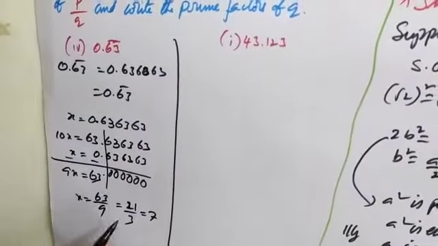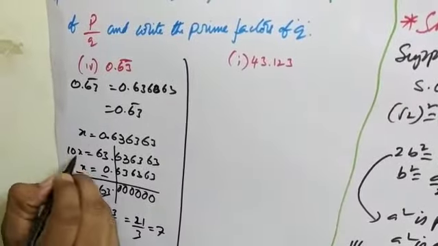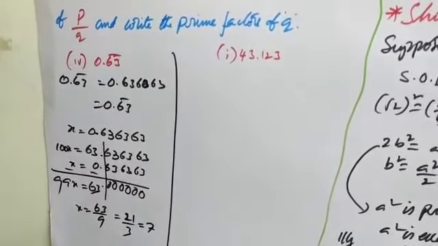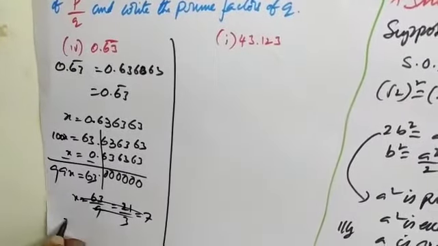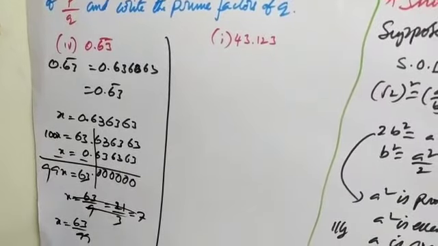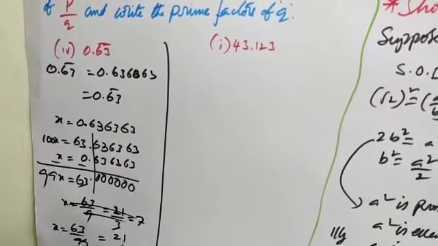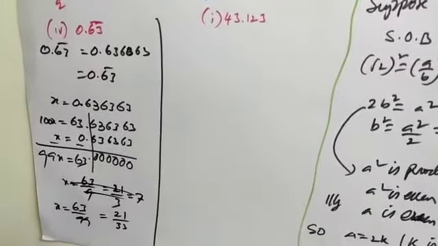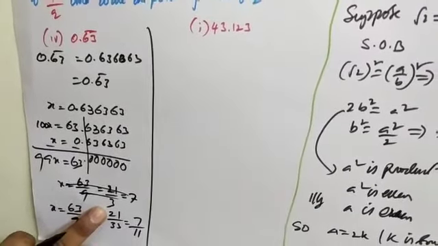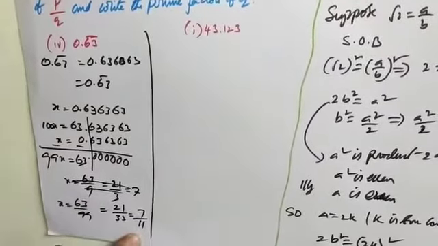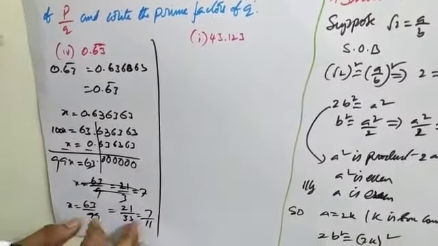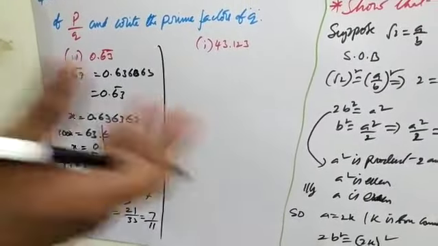Sorry, this is wrong. 10x is for 1 digit; here 2 digits repeat, therefore 100x. 100x minus x means 99x. Now therefore x is equal to 63 by 99. What is the common factor? 3 2s, 3 1s, 3 3s, 3 7s, 3 11s. See, 63 is 3 times 3 times 7, and 99 is 3 times 3 times 11. This is the p by q form of 0.63 repeating. Now go to the next.